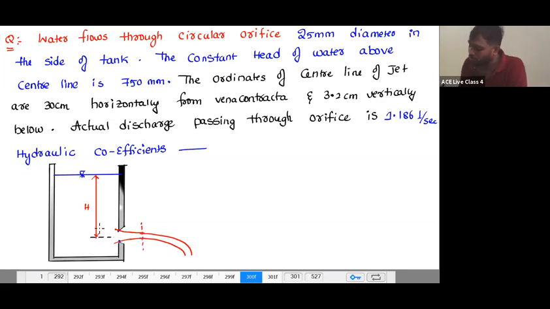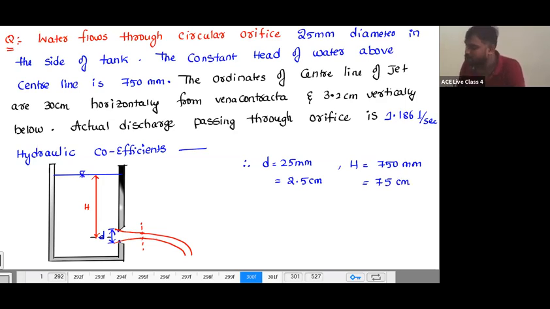So in the given question, whatever the dia, this is nothing but D. What is the dia I have given? 25 mm. Everything is in terms of centimeters, so 25 mm means 2.5 centimeters. And what is the head? The constant head of water above the center line. What is H? 75 centimeters.